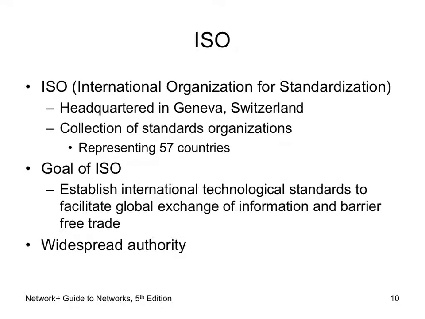ISO is the International Organization for Standardization. Their headquarters is in Geneva, Switzerland. They're a collection of 56 countries around the world. And the goal is to establish international technological standards to facilitate global exchange of information and barrier-free trade. Widespread authority. So if you have a third world country that needs technology, like they don't have internet, and you want to pipe internet into a village, these are the folks that get it done.